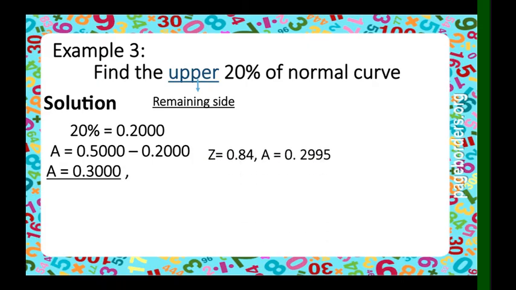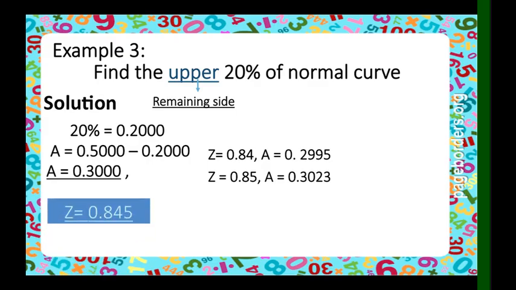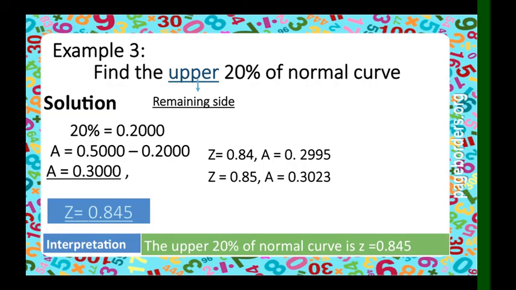And we have area 0.2995, which is equal to 0.84 z-score, and area 0.3023, which is equal to 0.85. Add the two z-scores and divide them by 2. The answer is 0.845. So for the interpretation, the upper 20% of the normal curve is z equals 0.845.